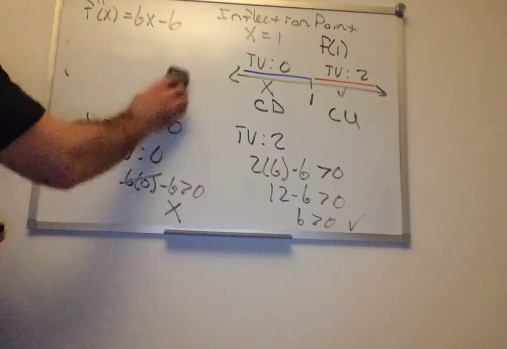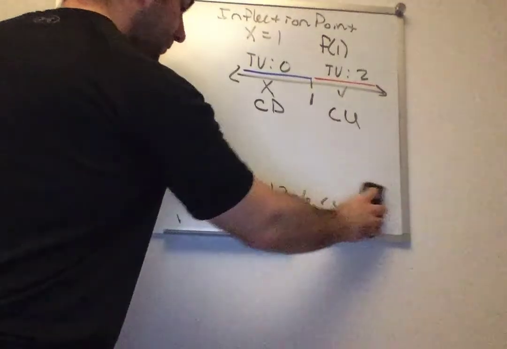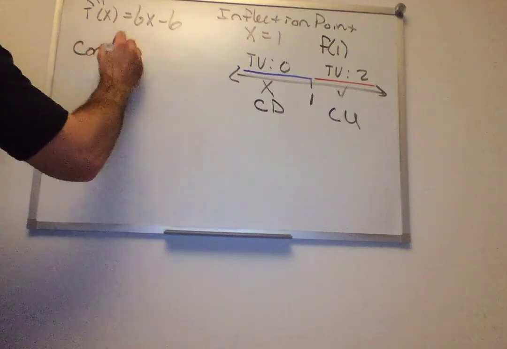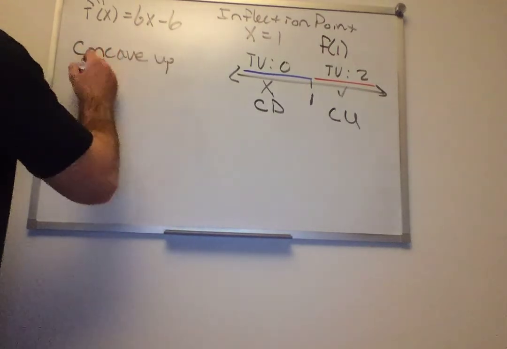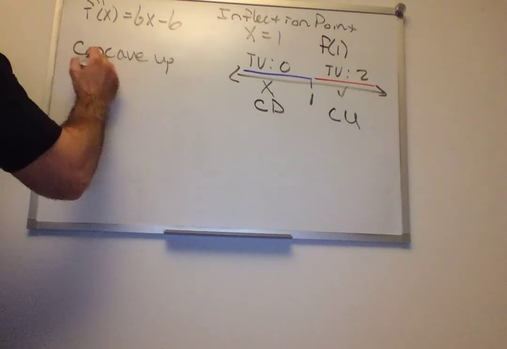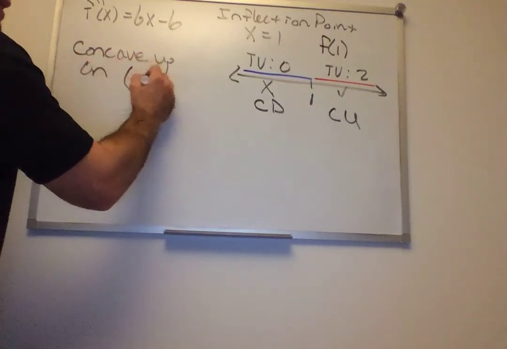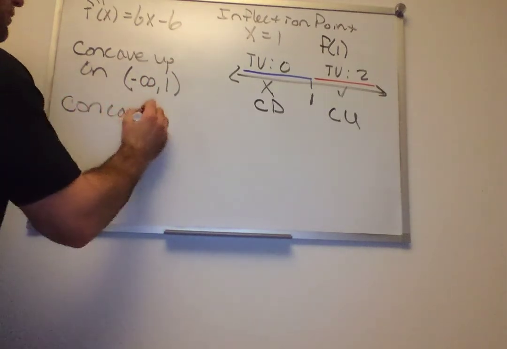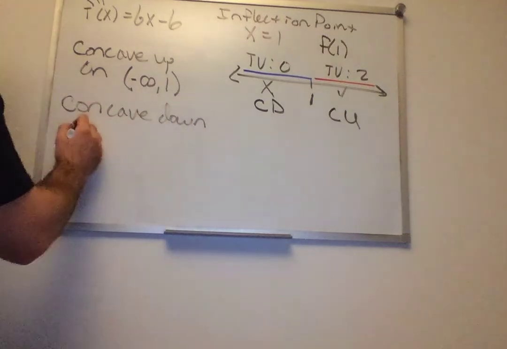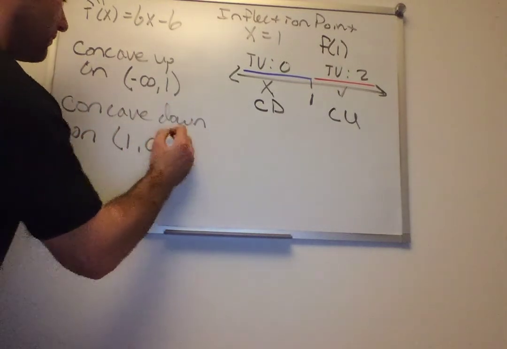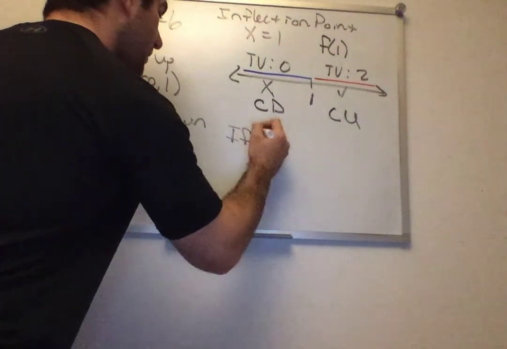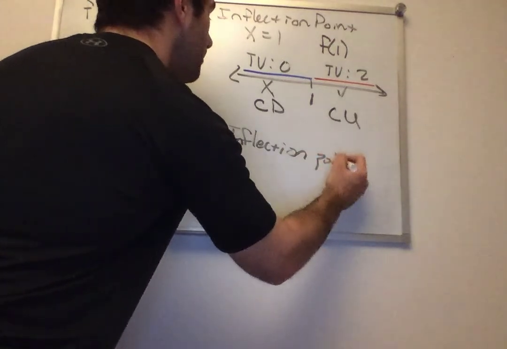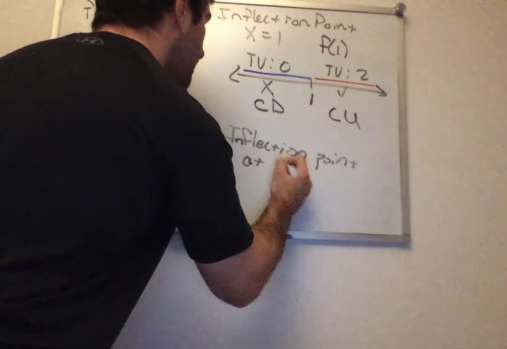Alright, so let's go ahead and write our results. Concave up on the interval negative infinity to 1. Concave down on 1 to infinity. We have an inflection point at x equals 1.